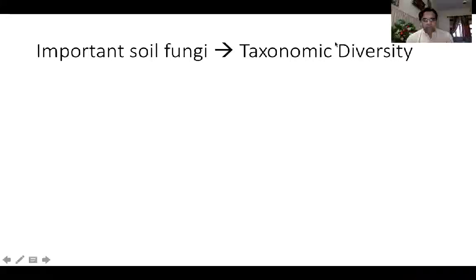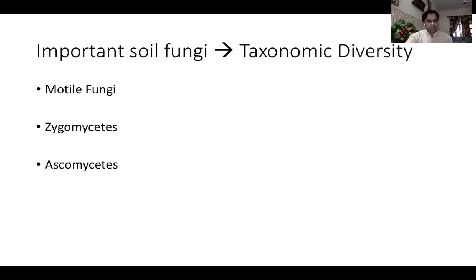So now we discuss some important groups of soil fungi, which include motile fungi. There are motile fungi. Then there are zygomycetes, ascomycetes, and basidiomycetes. These are four important groups of fungi that are present in soil. So we'll be discussing each group in detail in the coming slides.